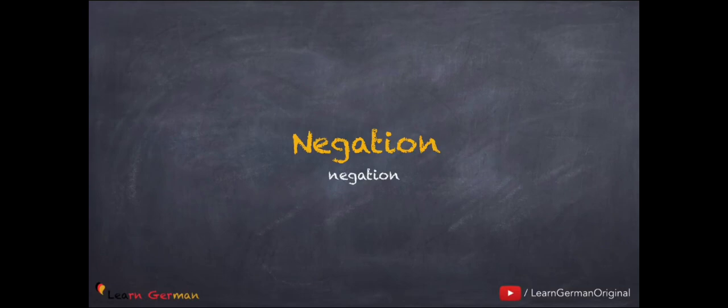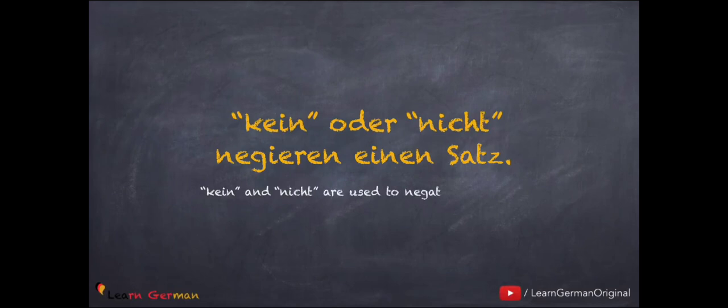Negation. That means negating a sentence. Kein oder nicht negieren einen Satz. These two words are used to negate a sentence. Let's see how to use them and when to use them.